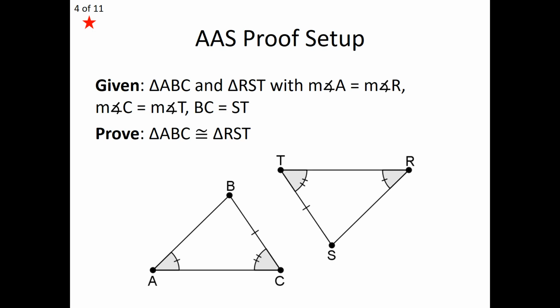We're given two triangles, ABC and triangle RST, such that we do have two angles of the first equal to angles of the second. Angle A is equal to angle R, angle C is equal to angle T, and then we are given a pair of non-included sides which are corresponding. BC and ST correspond with each other, and we're given those as equal. Let's then prove that these two triangles are in fact congruent. So how are we going to do that? Let's take a look at the proof together.